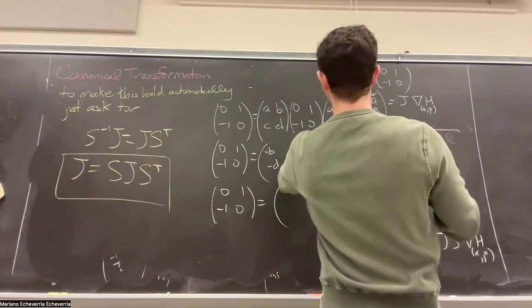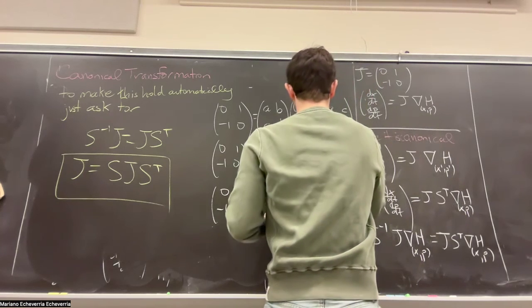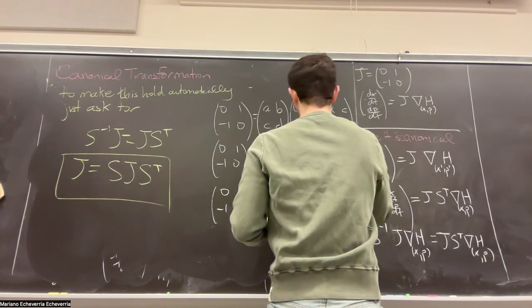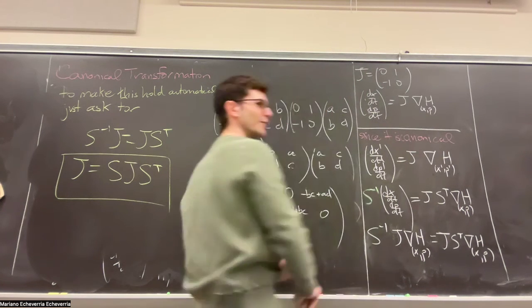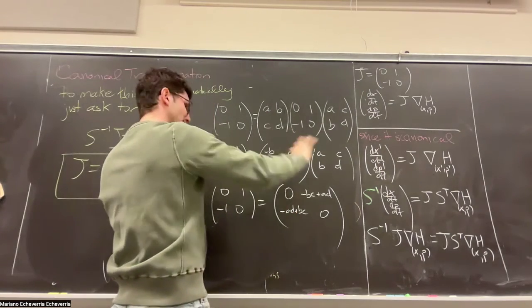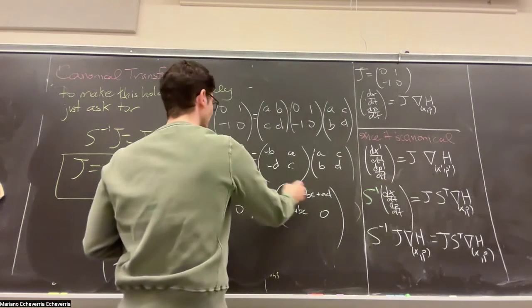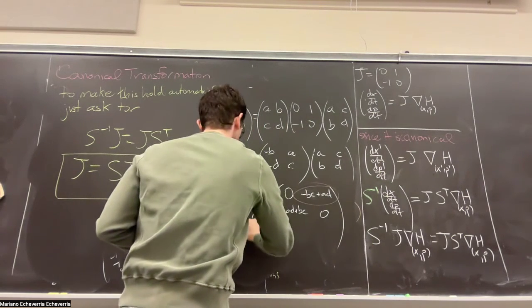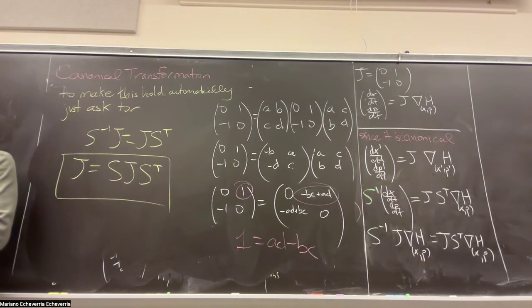So these two cancel, perfect. Then you get minus BC plus AD, and the other one is minus AD plus BC, and the other one is 0. This one is minus the opposite of the other one, so there's really only one interesting equation: 1 equals AD minus BC. You recognize that, right? It says that the determinant of the matrix has to be 1.